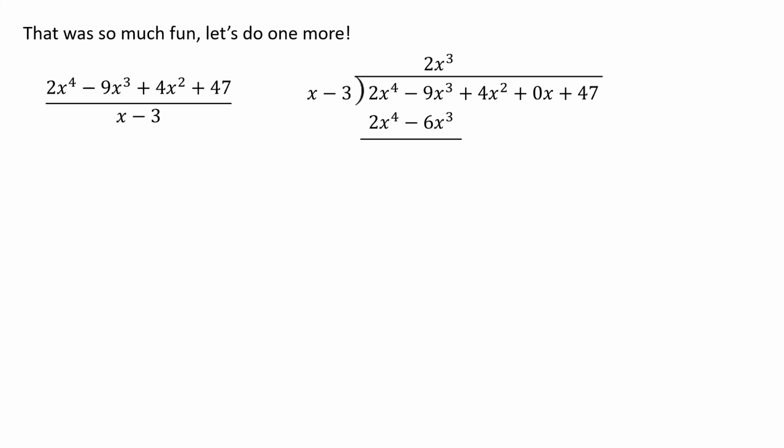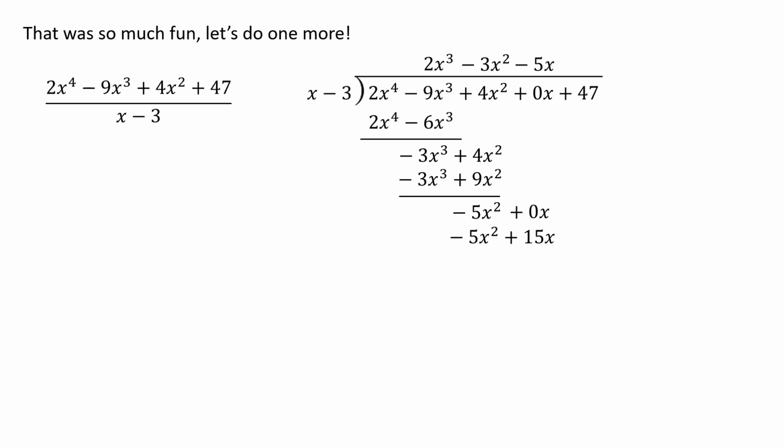Negative 9 subtract negative 6 is a negative 3. Bring down the next term. Divide, it looks like it'll be negative 3x squared. Multiply, subtract. 4 subtract 9 is negative 5, so it'll be a negative 5x squared. Bring down the next term. Divide, it looks like I need a negative 5x. Multiply, negative 5x squared plus 15x. Subtract. 0 subtract 15 is negative 15, so there'll be a negative 15x.